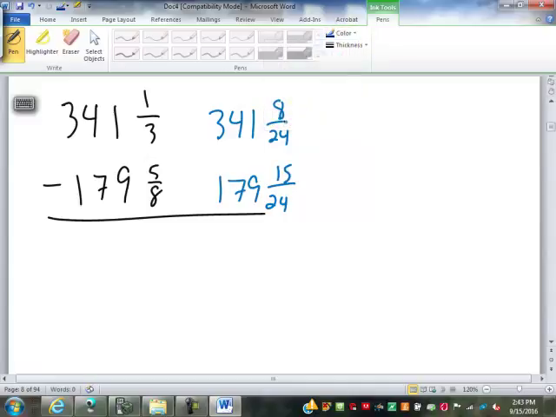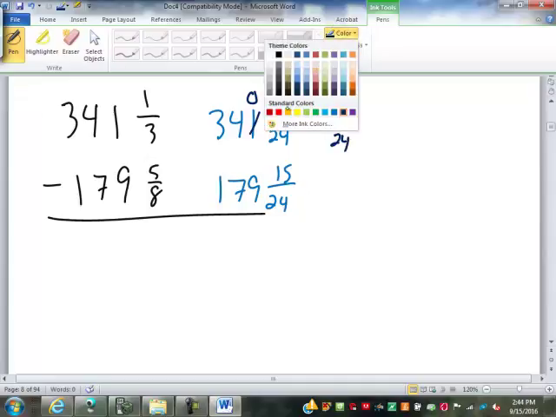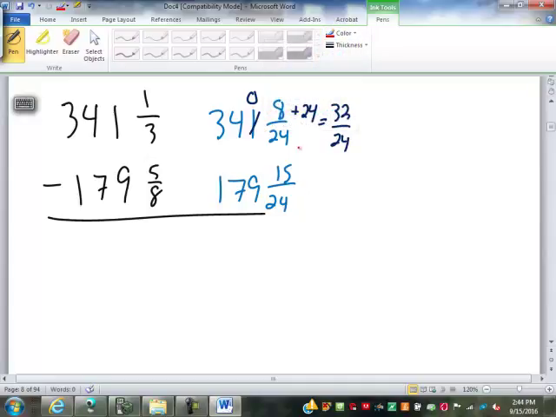So, once again, 8 minus 15 can't be done. We borrow from the 1. It's now a 0. What do we have to do here? Add 24. Add the denominator. So it's 32 24ths. You are correct. And now we subtract. 32 minus 15 is 17 24ths. 0 minus 9, well, we got to borrow.